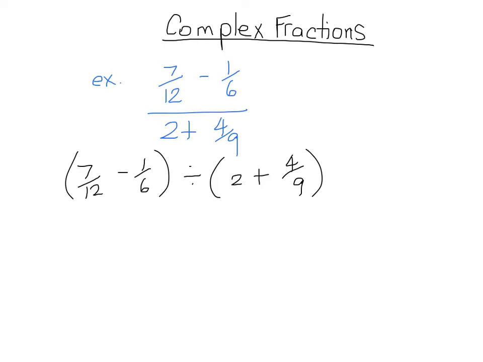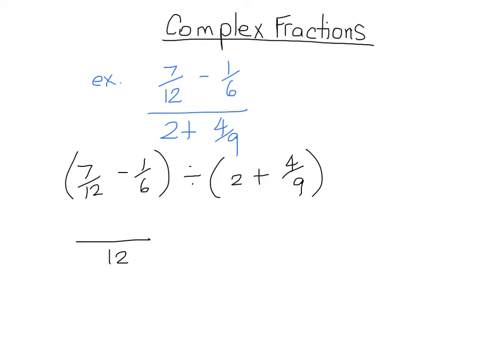According to the order of operations, we know that we should be working within parentheses first. PEMDAS, parentheses. All right, so I'm going to work on simplifying this part first. So we know we're subtracting fractions here, so we know we need a common multiple for our denominators. So the lowest common multiple of 12 and 6 is 12. So I'm going to put it all over 12.